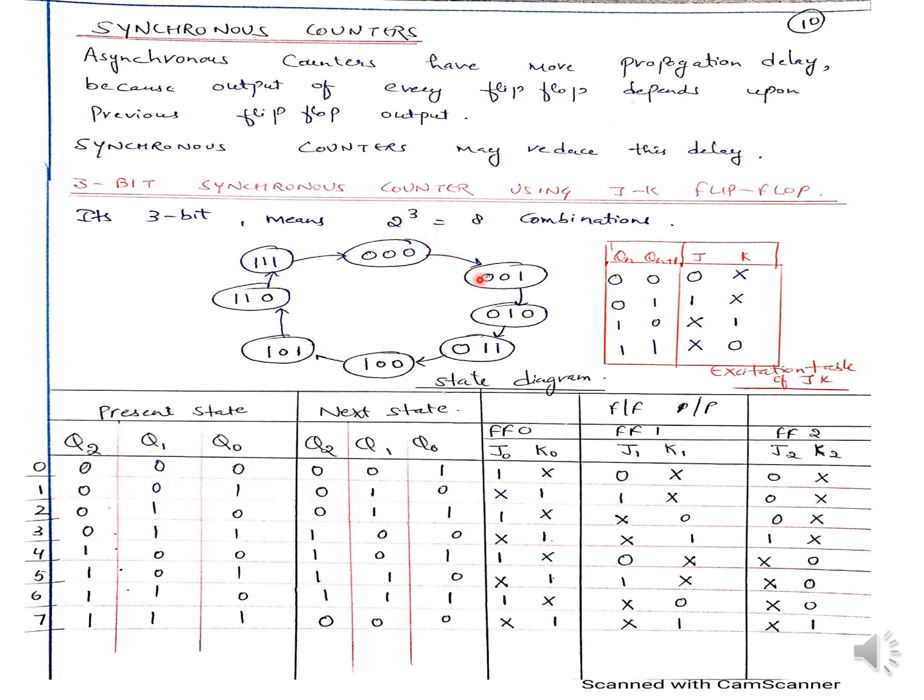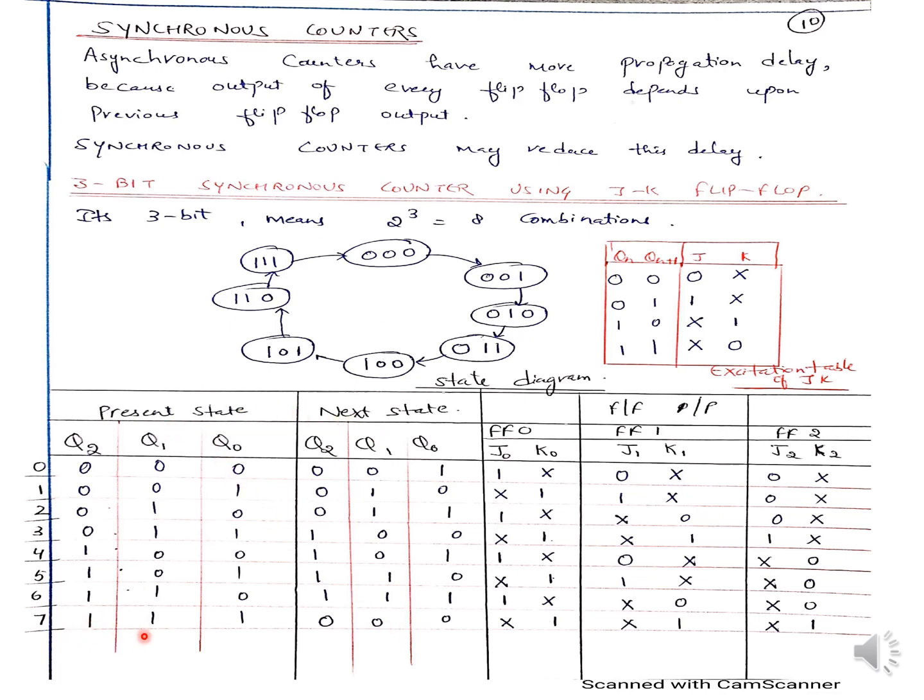Now how to write the next state? See, 0, 0, 0. After this, what is it going to count? 0, 0, 1. This is my next state. Is it clear to you? Now it is 0, 0, 1. After 0, 0, 1, what is it going to count? After 1, it is going to count 2, 0, 1, 0. Now my present state is 0, 1, 0. After 0, 1, 0, it is going to count 3, 0, 1, 1. So I have written here 0, 1, 1.